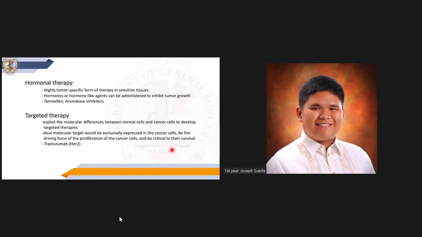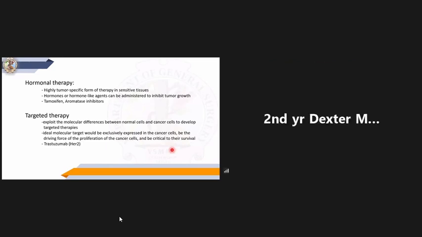So we have our other therapies. First is our hormonal therapy, which is a highly tumor-specific form of therapy in sensitive tissues. So we have hormones or hormone-like agents that can be administered to inhibit tumor growth.